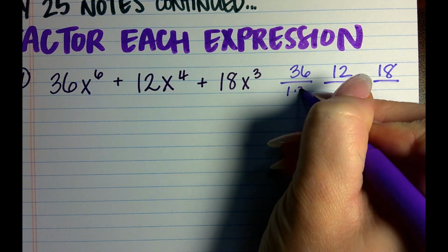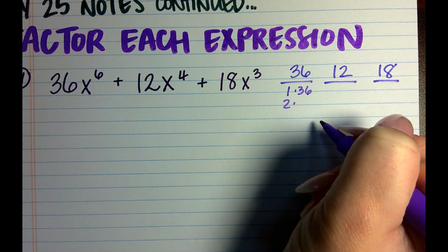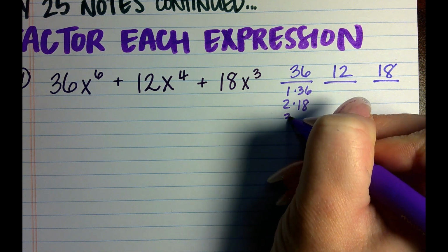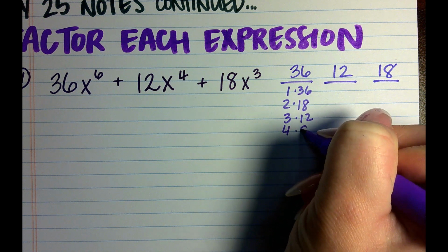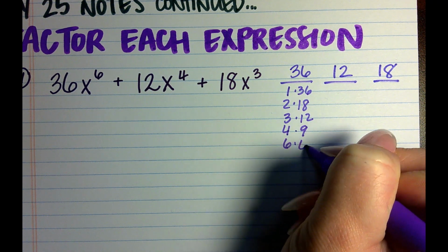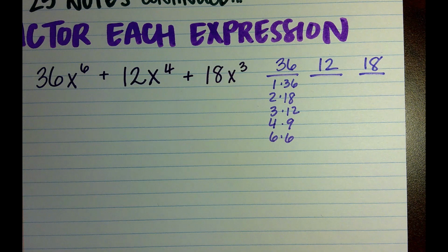36. 1 and 36, 2 and what? 2 and 18. 18, 3 and 12. 12, 4 and 9, 6 and 6. Okay, so that's all of them for 36.